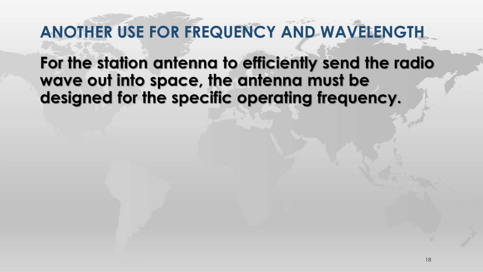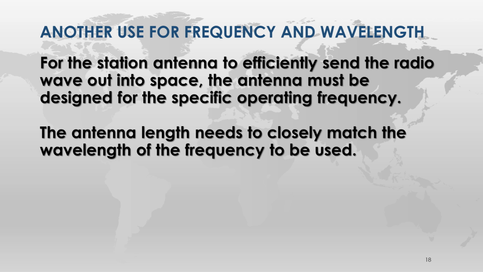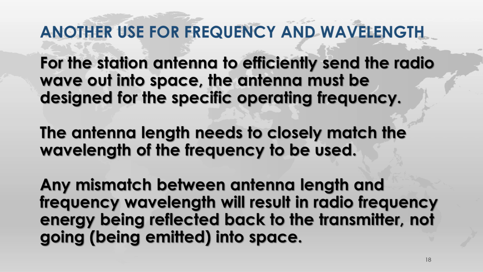For the station antenna to efficiently send the radio wave out into space, the antenna must be designed for the specific operating frequency. So you design it for the specific one you want to use. The antenna length needs to closely match the wavelength of the frequency to be used. Any mismatch between the antenna length and the frequency wavelength will result in radio frequency energy being reflected back to the transmitter, which is your standing wave ratio or SWR, and not being emitted in space. Well, that's not efficient, right? So you want that antenna to be where I want to work the most. That's where I want it.